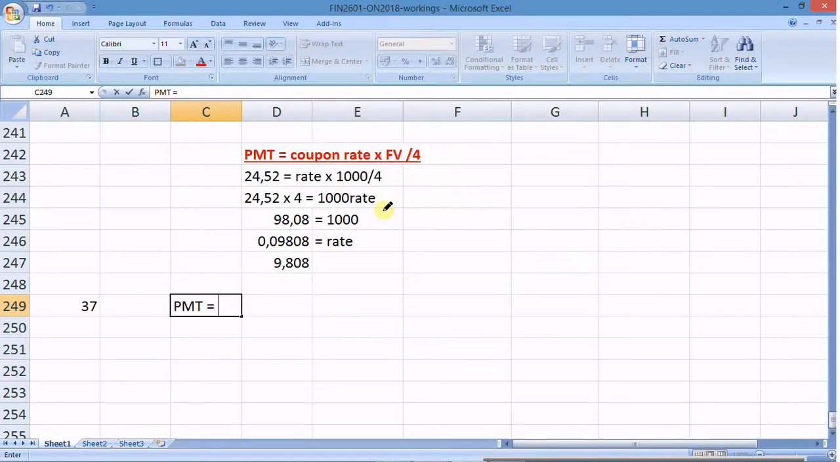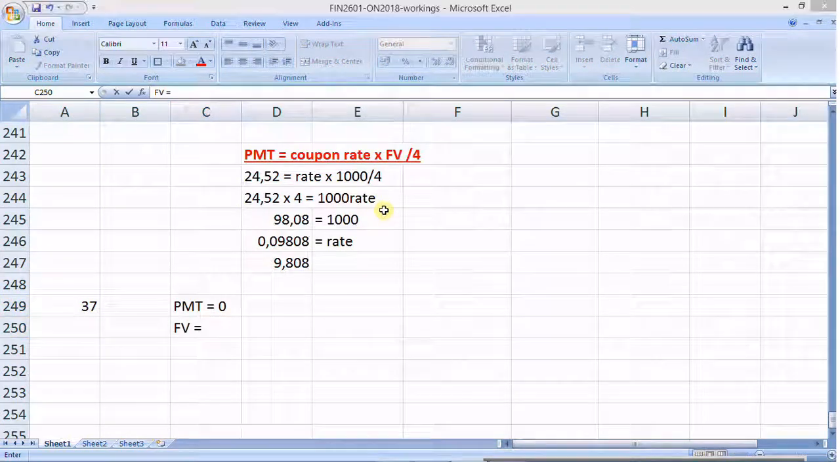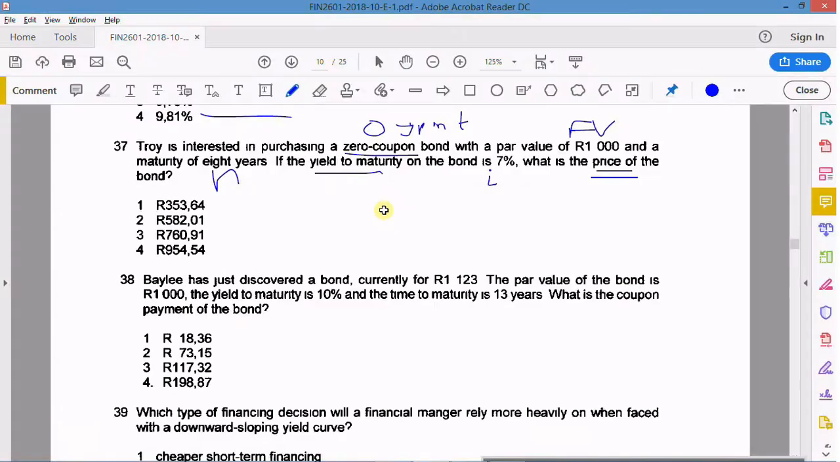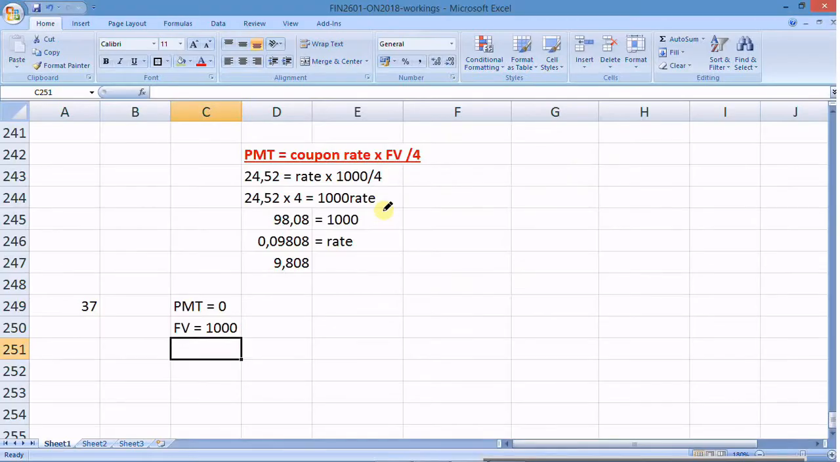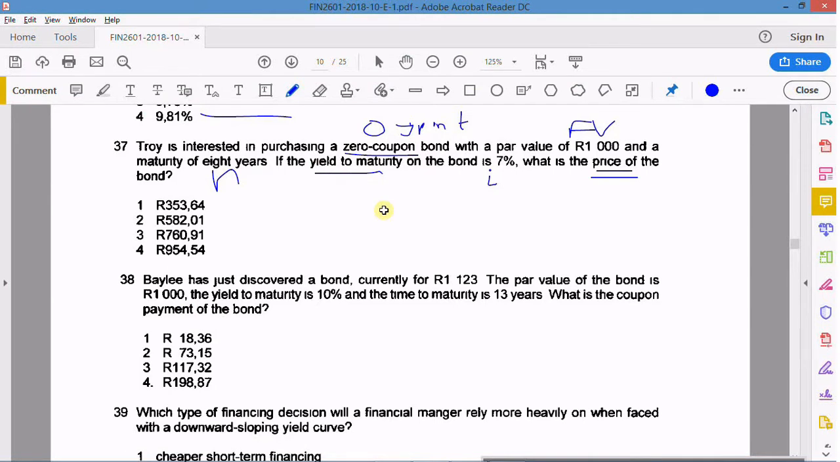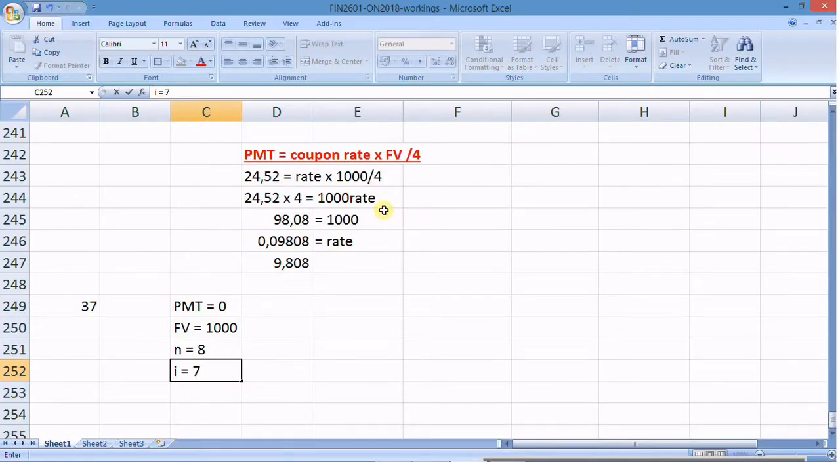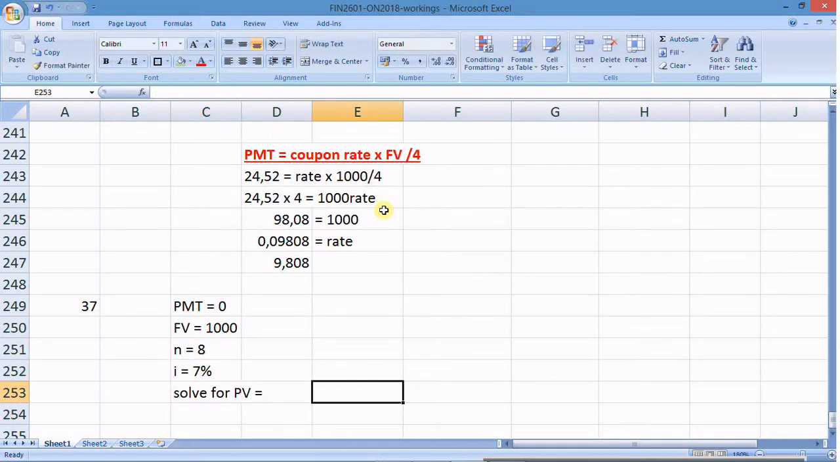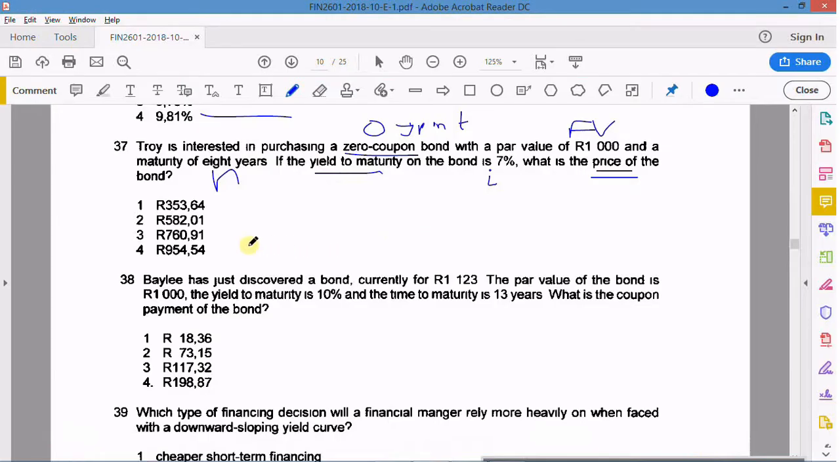PMT? Zero. We don't even have to put it, but I'm just putting it in. FV is 1,000. The N is 8. The I is 7%. It's not quarterly or anything, so we don't have to worry about it. And then the PV we have to solve. No payments, 1,000. 582.1. Yes, option 2.